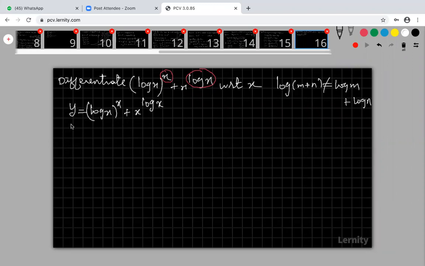Then what to do, sir? You can choose the first function as u and the second function as v. What are my u and v? My u is equal to (log x)^x. My v is equal to x^(log x). Are you okay? Right?